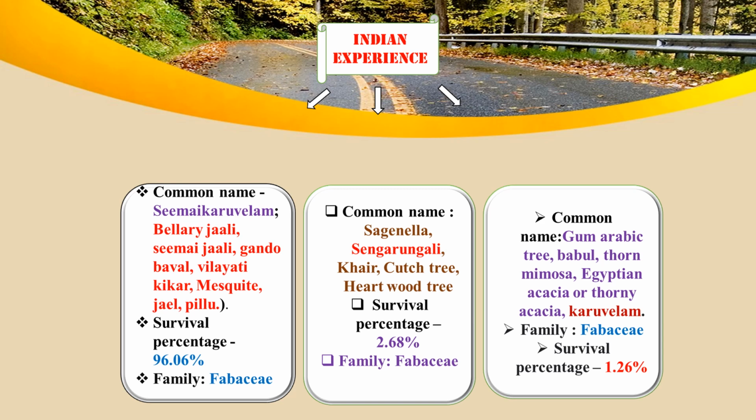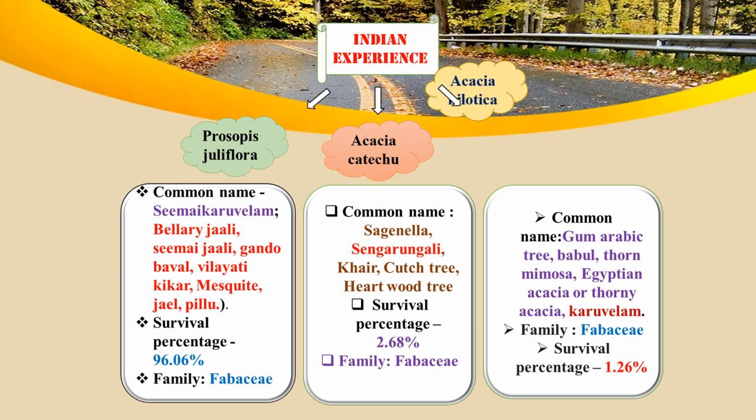Now we discuss the experimental research of aerial seeding. To test the survival percentage, the seeds of Prosopis juliflora, Acacia catechu, and Acacia nilotica are sprayed on the soil. The highest survival percentage was obtained in Prosopis juliflora, Semi-caruvelum. The reason is Semi-caruvelum is the fastest growing tree and is adaptable to many soil conditions and can withstand extreme temperature.